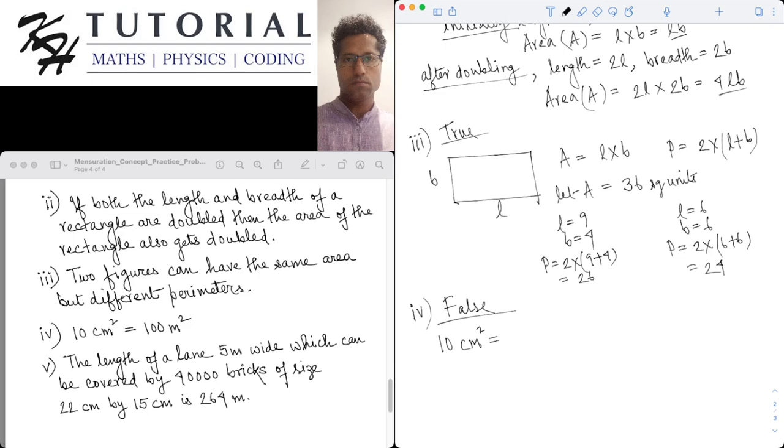Now, what is 10 centimeter square? 10 centimeter square is 10 multiplied by centimeter square. Now, one easy way to convert centimeter square to meter square is this. I don't know whether this is a mathematically correct way of explaining, but centimeter square you can consider as centimeter multiplied by centimeter. So this is 10 multiplied by, now what is 1 centimeter?